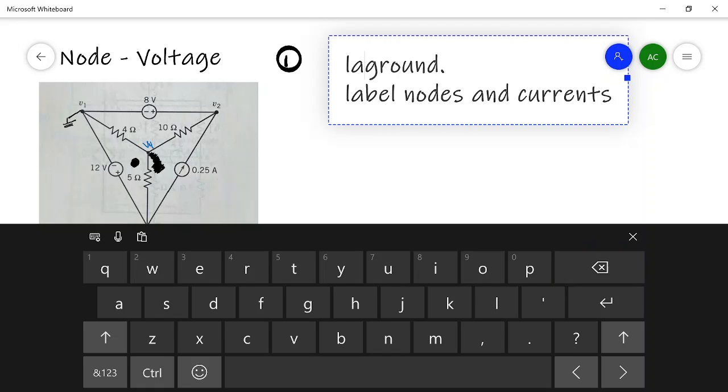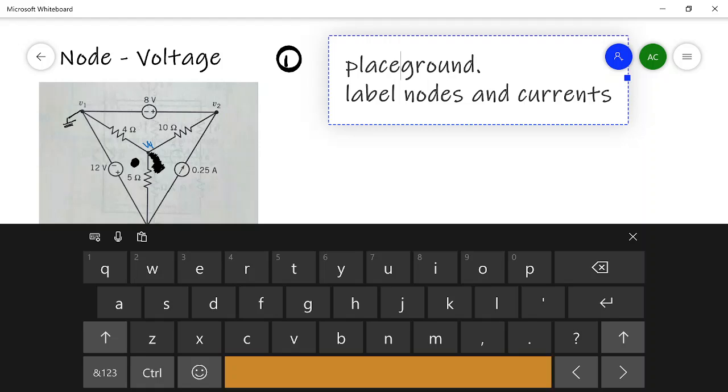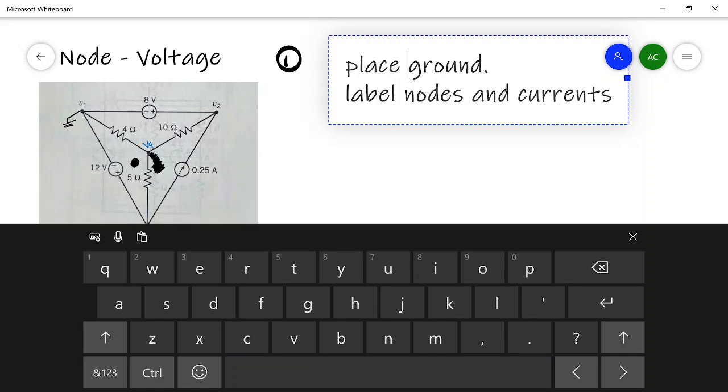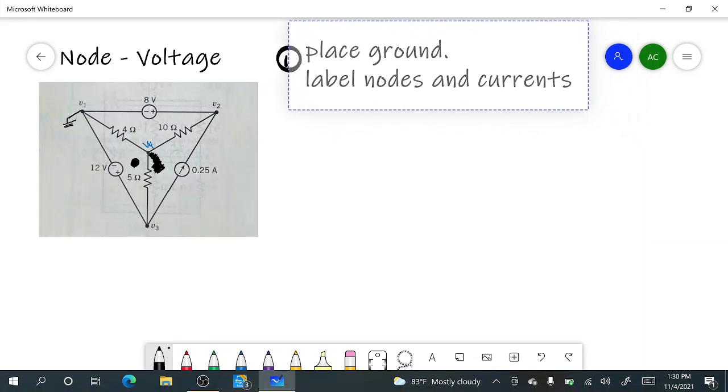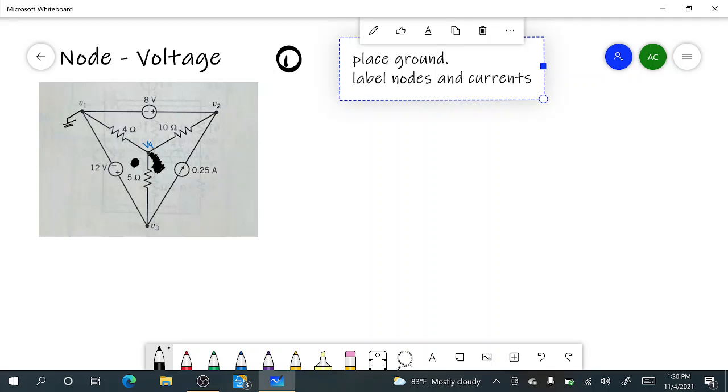Maybe not label the ground. Let's just say place the ground. That's a better way of saying it. We place the ground because you're able to put it wherever you want. Then you label your nodes and your currents. So that's going to be step 1.